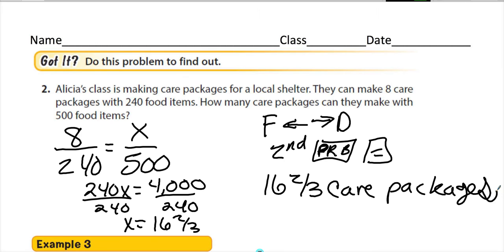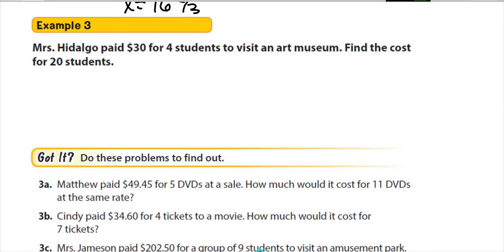Okay, let's take a look at example 3. It says Mrs. Hidalgo paid $30 for 4 students to visit an art museum. Find the cost for 20 students. So for this one, it's $30 for 4 kids. How much will it cost for 20 kids?